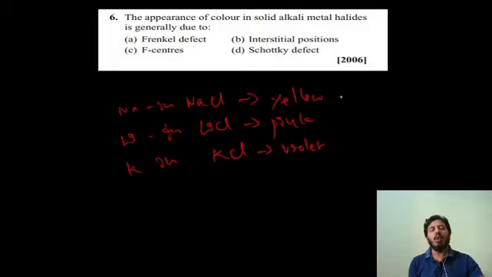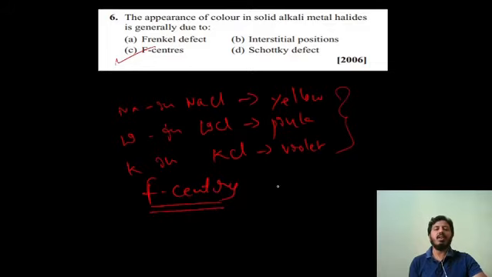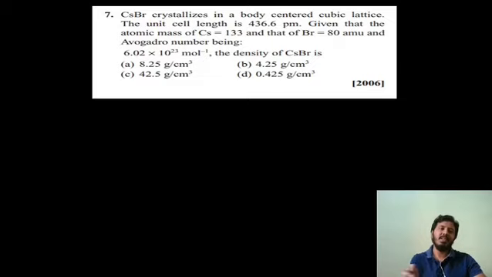So what are these colors due to? These colors of the crystal are due to the presence of F centers. Then what is meant by F centers? These F centers are the anionic vacancies which electrons occupy. So these F centers are responsible for the change in colors of ionic crystal. So for question number 6, it's option C.